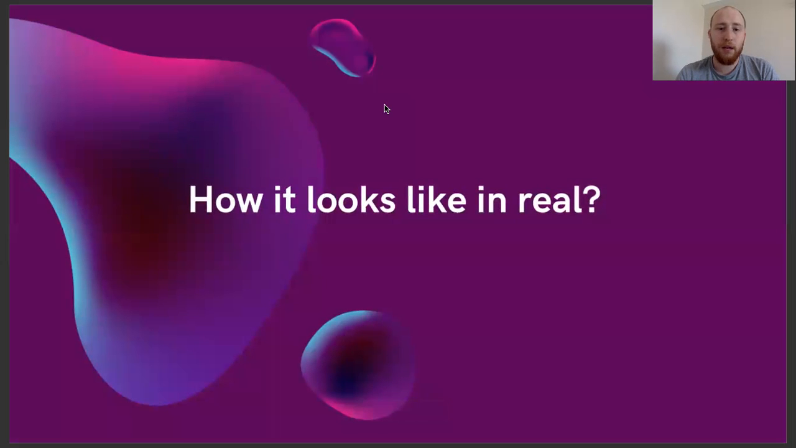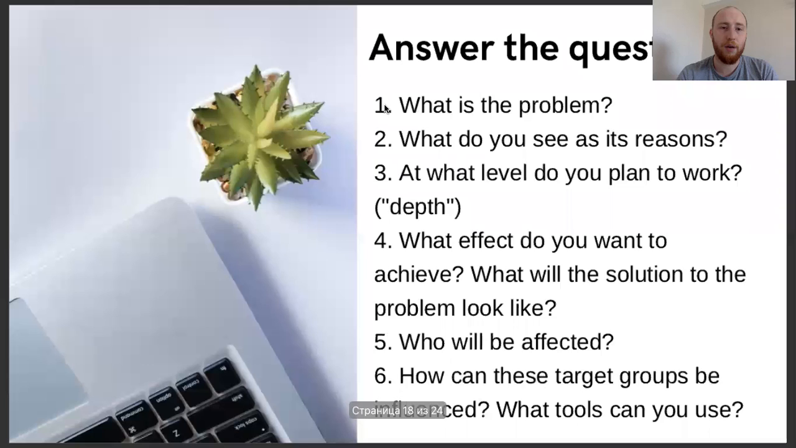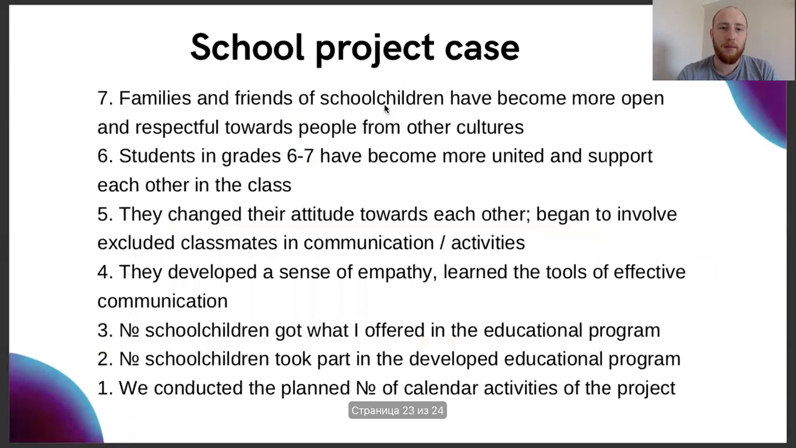So how it looks like in real, I will show you now one example of school children. Problem: imagine that there is a school, this is a real project, where they have problem of bullying and conflicts in school environment. And if you want to develop impact model for this project, it could look this way.